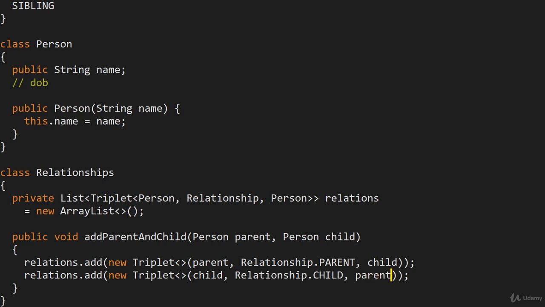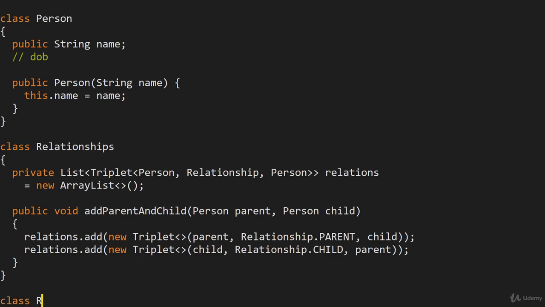So this allows us to configure the different relationships, and the question is, well, how can we actually do something with it? How can we perform some sort of research on the people and their children, for example? Well, for that, we're going to make a new class. I'm going to make a new class called Research.